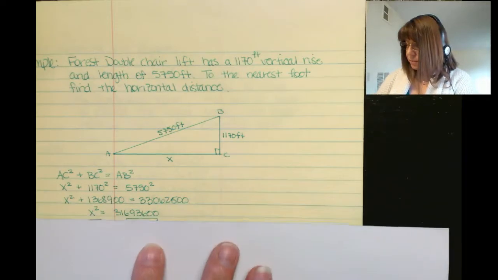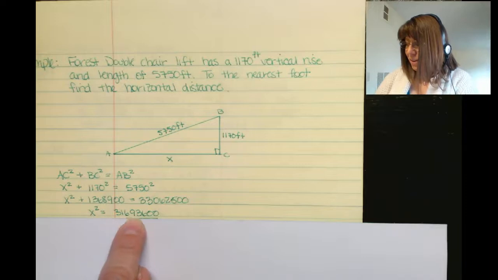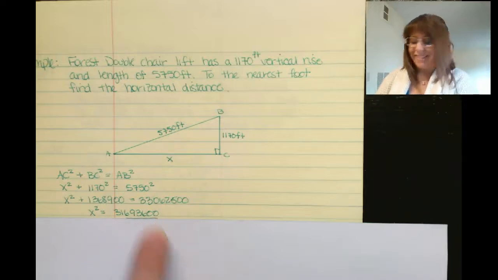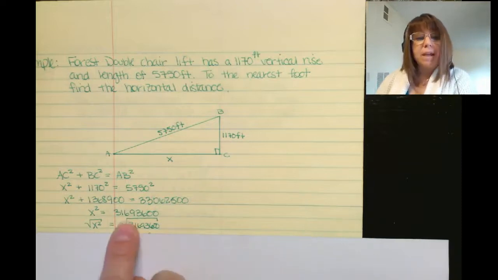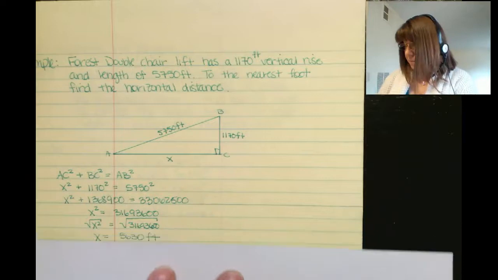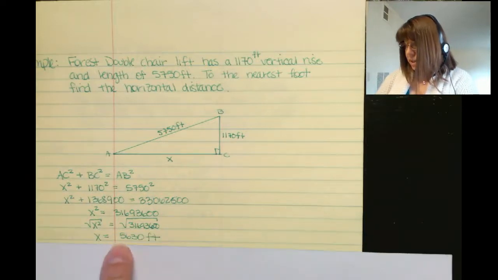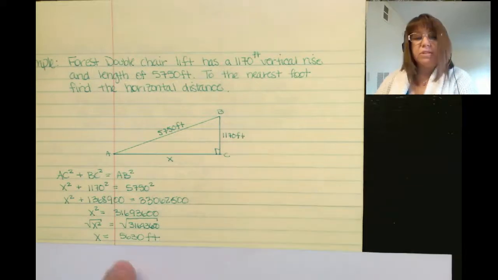Subtract, and now x squared will equal 31,693,600. Take the square root of both sides. Again, it's going to be plus or minus, but since it's length, we can ignore the negative. So x is going to equal 5,630 feet, rounded to the nearest foot, mind you.